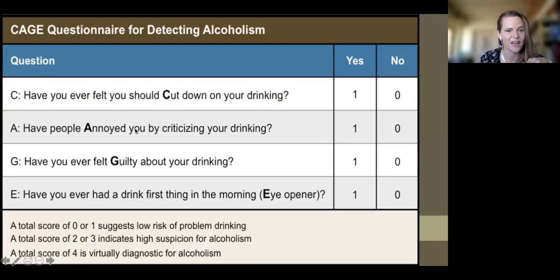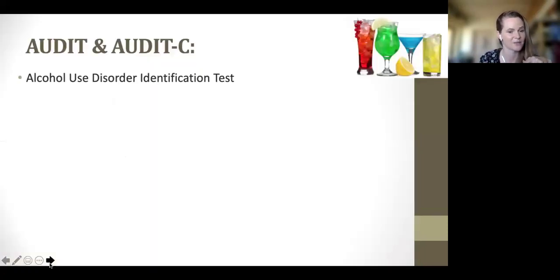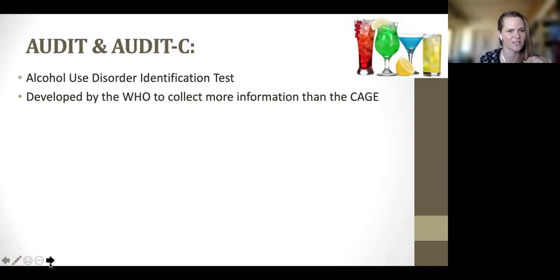CAGE stands for: ever felt you should cut down on your drinking, have people been annoyed or criticizing your drinking, have you ever felt guilty about your drinking, or have you ever had an eye opener, a drink first thing in the morning? So you can see these are really big picture questions that help you to identify lifetime if this person may have had an alcohol use disorder.